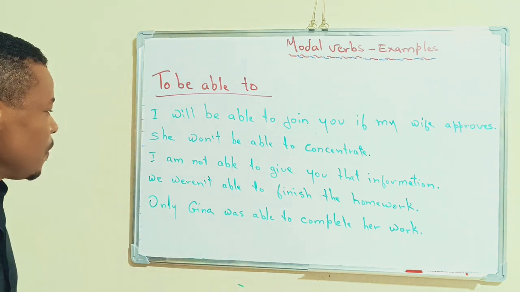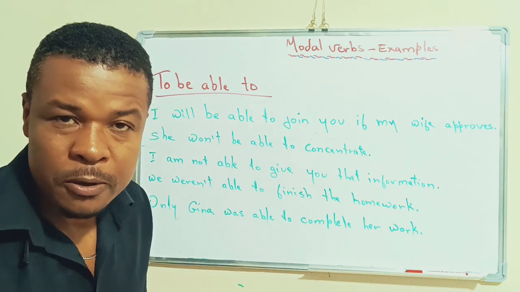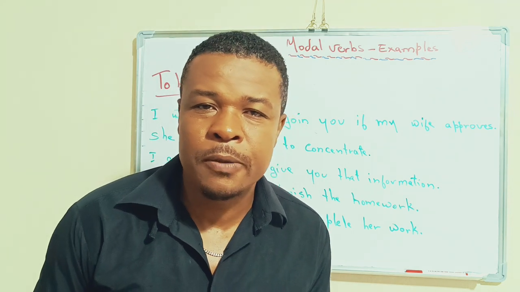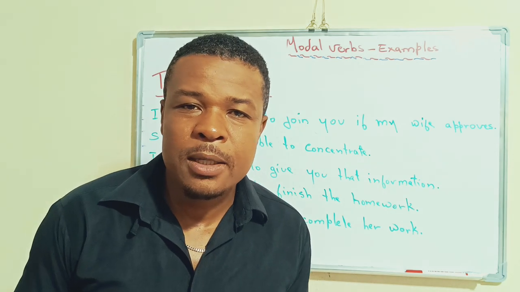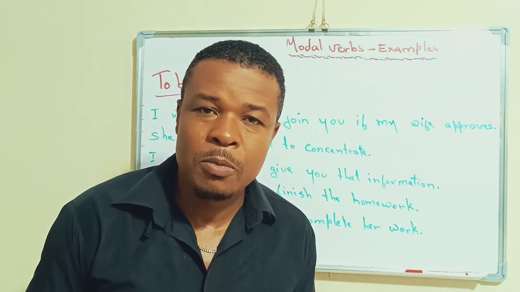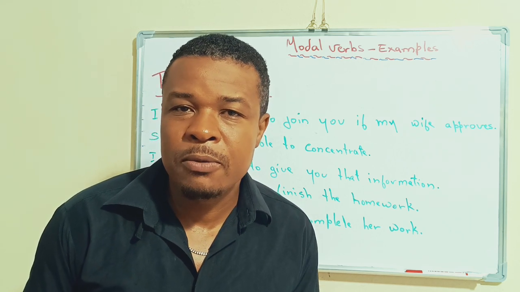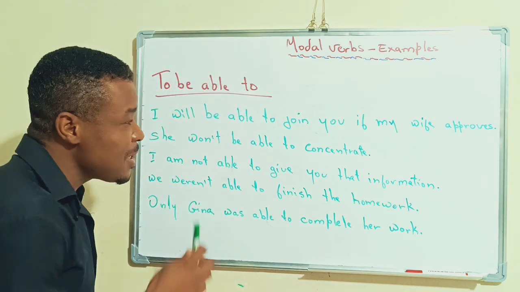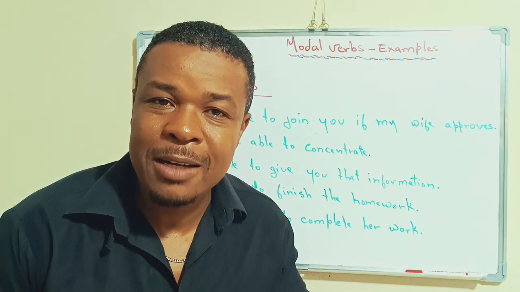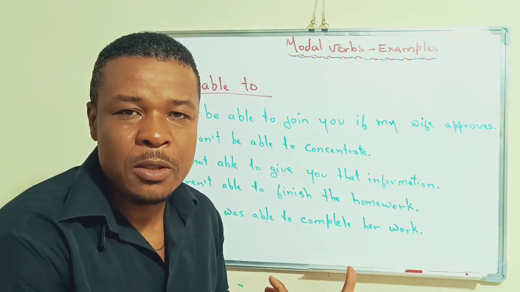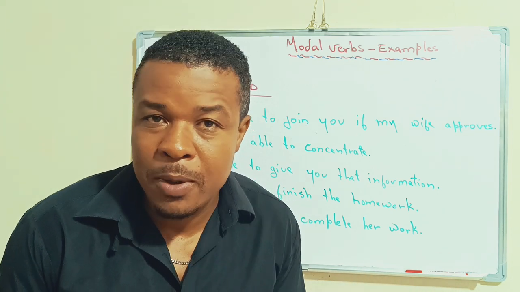All right, so let's go with the next one. I am not able to give you that information. I'm sorry, sir. I am not able to give you that information. It is confidential. All right? No puedo darte esa información. Disculpa. I'm sorry. I cannot give you that information. I am not able to give you that information. ¿Ves que son lo mismo? Prácticamente es lo mismo que el verbo can. Lo único que es más extenso porque el verbo to be se conjuga en todos los tiempos. You get what I mean?